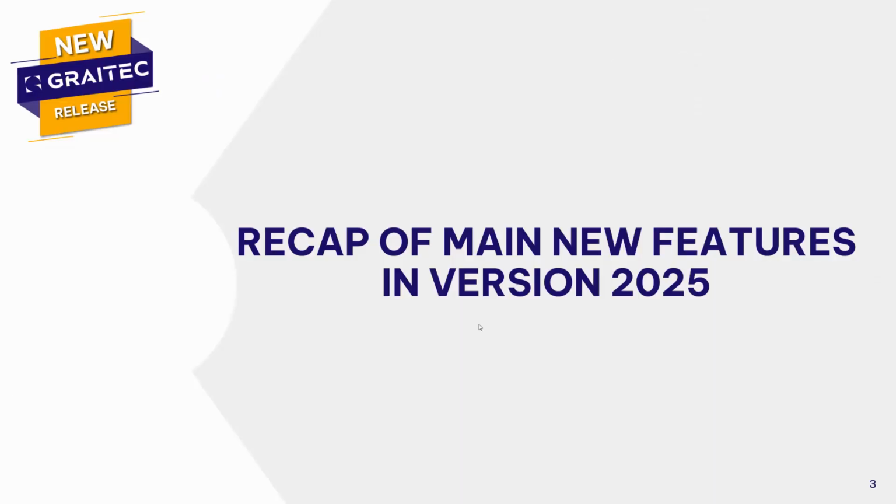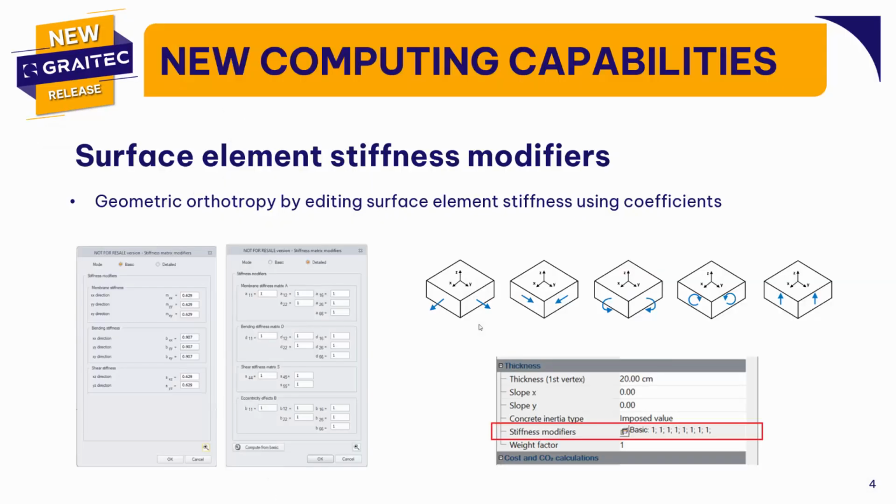So before jumping into the version of 2025.1, I would like to have a recap of what we have added and what kind of features we had in the 2025 version. So let's go through those features first. The first feature that we added was the ability to modify the stiffness modifiers or stiffness parameters of the planar elements in Advanced Design.